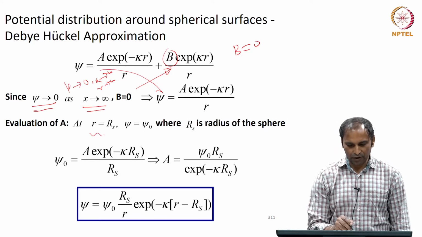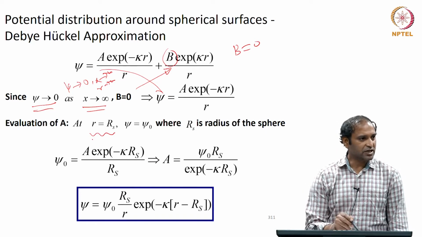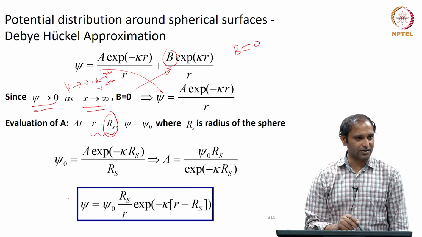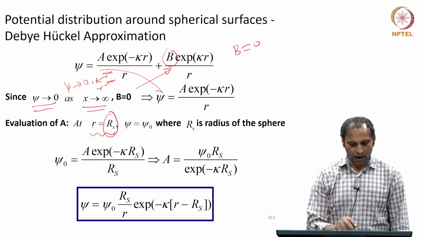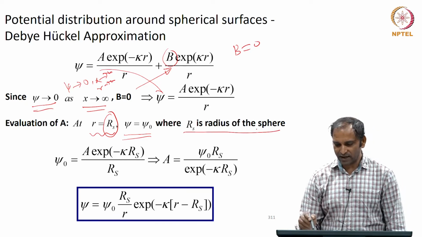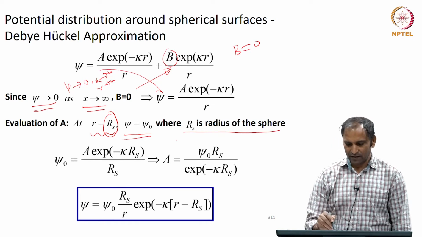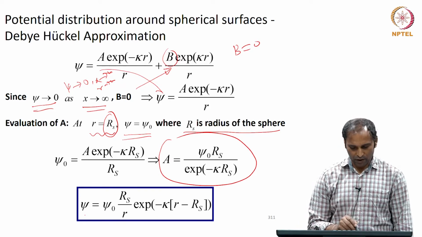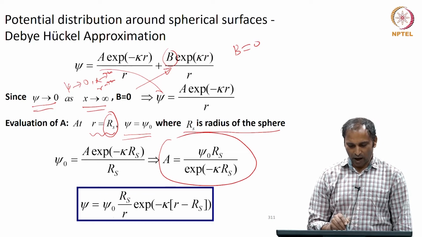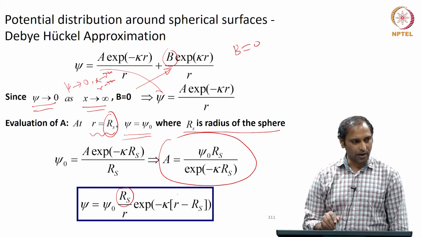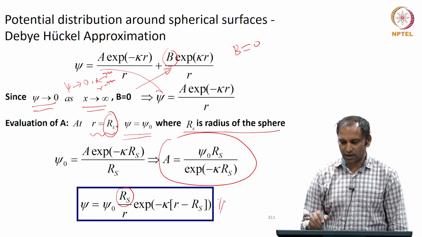And if I use the other boundary condition, that is at the surface of the spherical particle, if the radius of the spherical particle that I am considering is R_s, then at r equal to R_s, psi has to be psi naught. If I substitute for that, then I can get the constant A out. Therefore, psi goes as psi naught times R_s divided by r, exponent of minus κ times (r minus R_s). That is the solution we get.